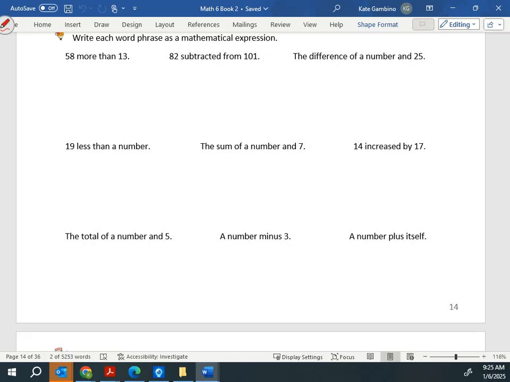How would I write 58 more than 13? Who thinks they know what that would look like? What do you think, James? 58 plus 13. I would also accept 13 plus 58 because it gives us the same answer. Okay. What about 82 subtracted from 101?